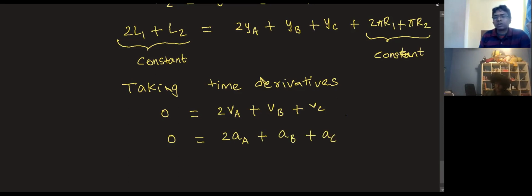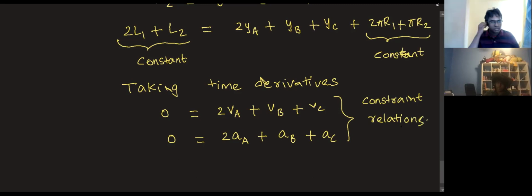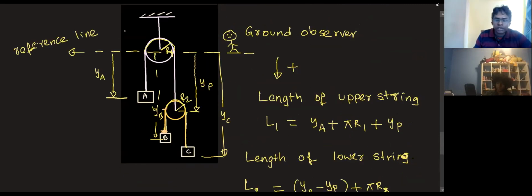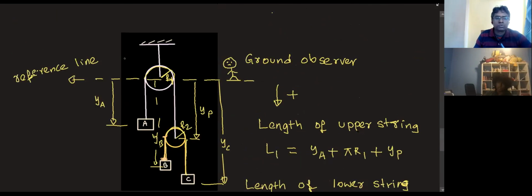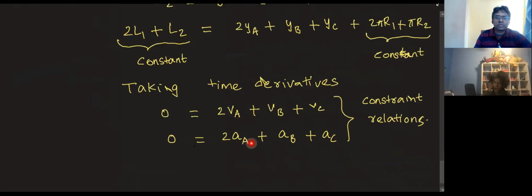Now, these are called constraint relations. Once we have these, they are nice, but since you're doing it for the first time, you have to be careful here. Otherwise, when you do such a problem the next time, you realize that I don't really have to worry about the portion of the string over the pulley. So you can actually ignore that and directly arrive at this equation. The last equation, in fact, you can arrive at rather quickly.